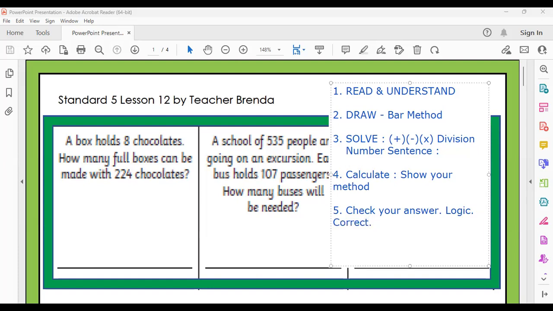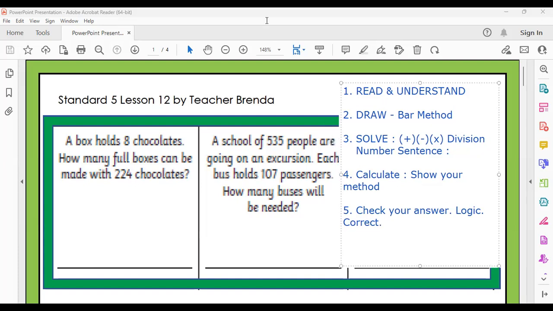The first thing is check for logic. Second thing is check whether it's correct, whether it's accurate or not. You can do a reverse thing and check. Do you understand this simple thing? Can I have a thumbs up from all of you if you understood? Just this procedure: read, understand, draw. One of the methods is just the bar method. There's so many methods. Then you write your number sentence, okay? And then you calculate, then you check your answer. That's what we're going to do today, okay?